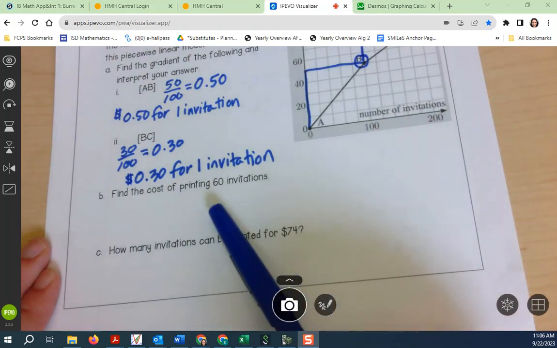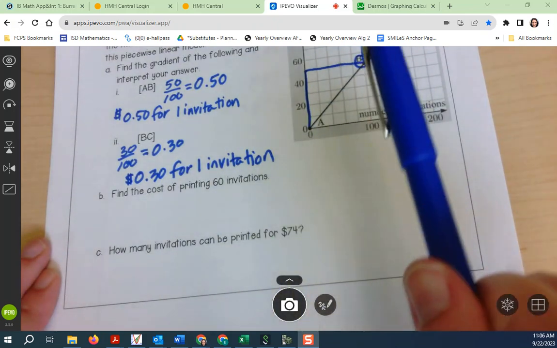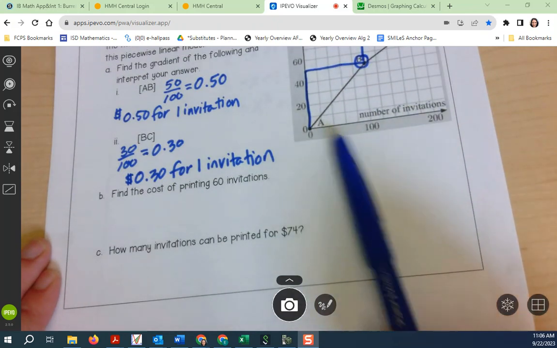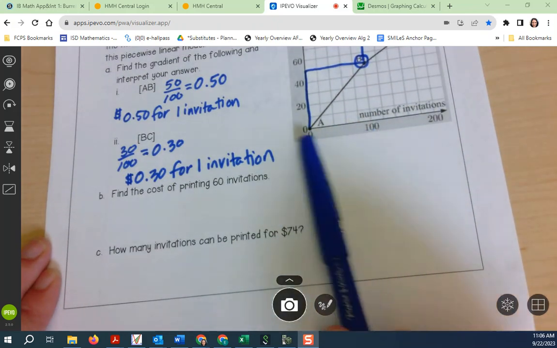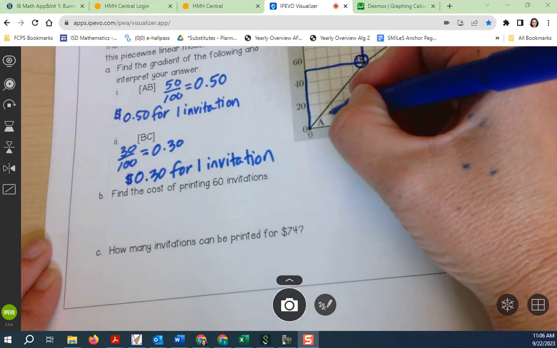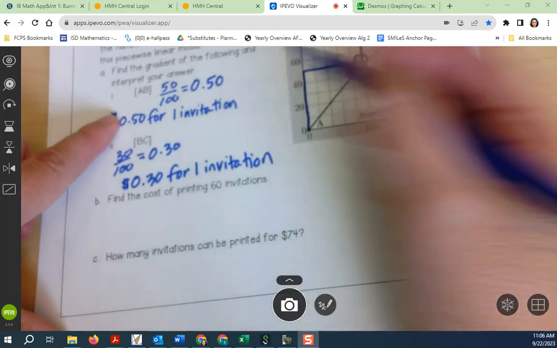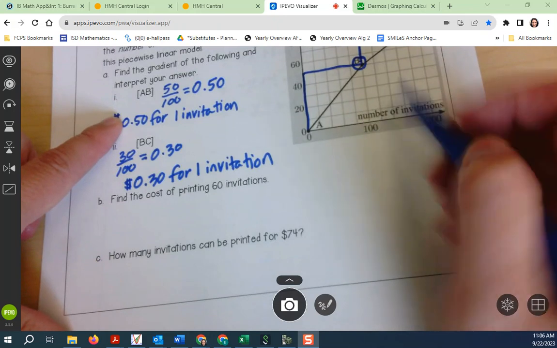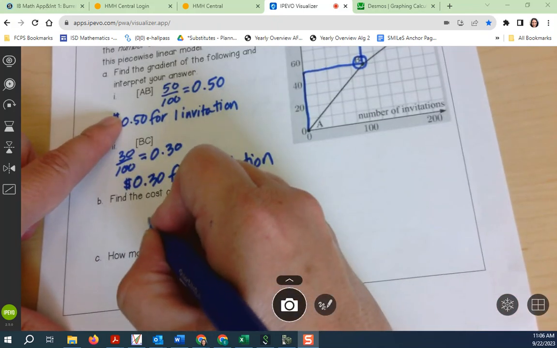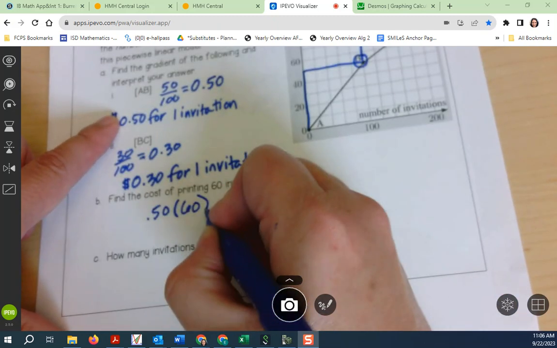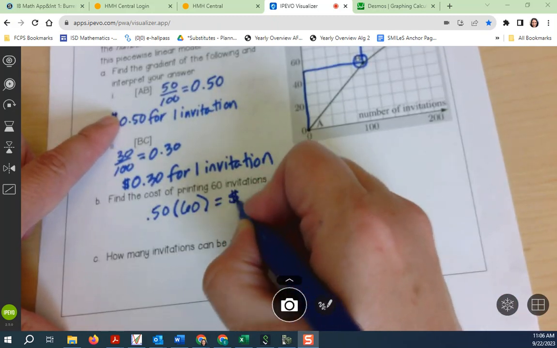So if we're doing 60 invitations, do we pay the high price or the low price? 60 invitations. It's the higher price, right? Because it's not 100 invitations yet. This one is the higher price, and that's the lower price. So we're going to pay the higher price because we didn't get to 100 invitations yet. And so it's going to be 50 cents per invitation times 60. So it should be $30.